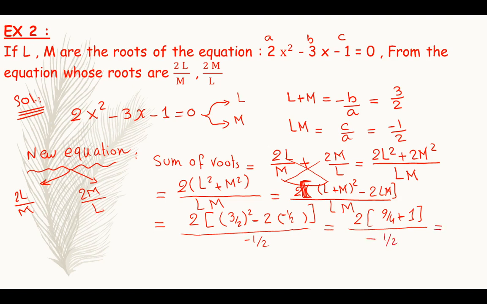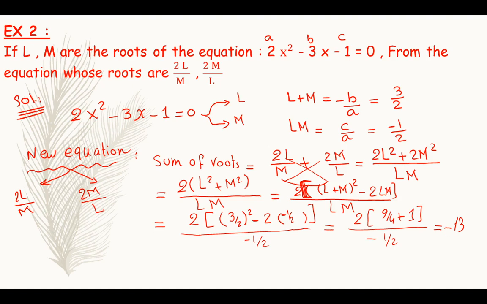By using your calculator, we can find the sum of the two roots. This will be 2 multiplied by 13 over 4, since 9 over 4 plus 1 is 13 over 4. And this is over negative 0.5. Use your calculator to find it. So it will be negative 13. So the sum of the roots of the new equation will be negative 13.